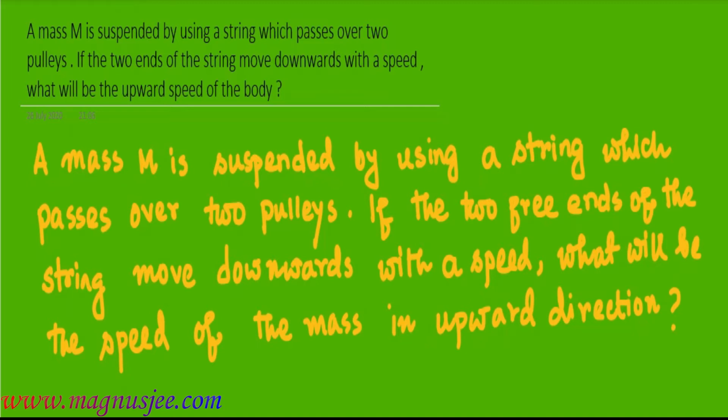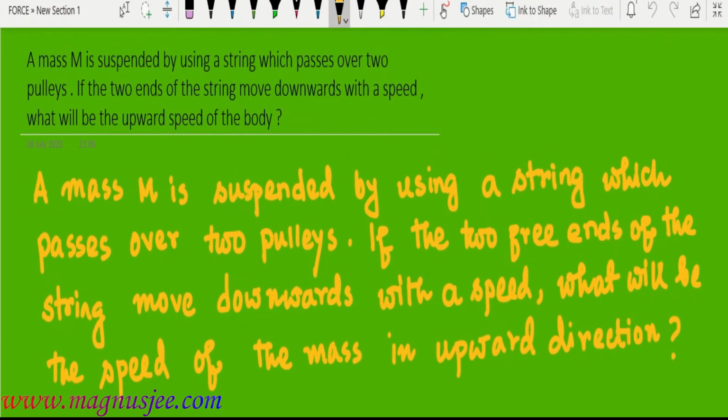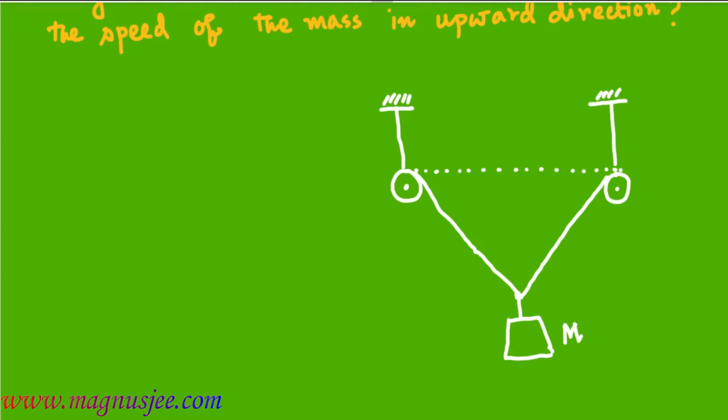A mass M is suspended by using a string which passes over two pulleys. If the two free ends of the string move downwards with a speed, what will be the speed of the mass in upward direction? That is, we have to find the upward velocity of the mass if the two strings are pulled downwards with a certain velocity.